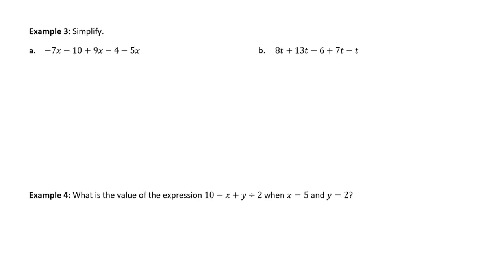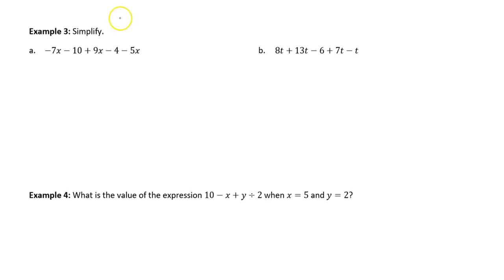On part A, we have negative 7x minus 10 plus 9x minus 4 minus 5x. So if you notice, this is the same problem from example 2b, but now we're asked to simplify it. So in the simplification with variables, we want to still follow our order of operations. So we're going to look at PEMDAS still, but we also want to consider what we're able to combine.